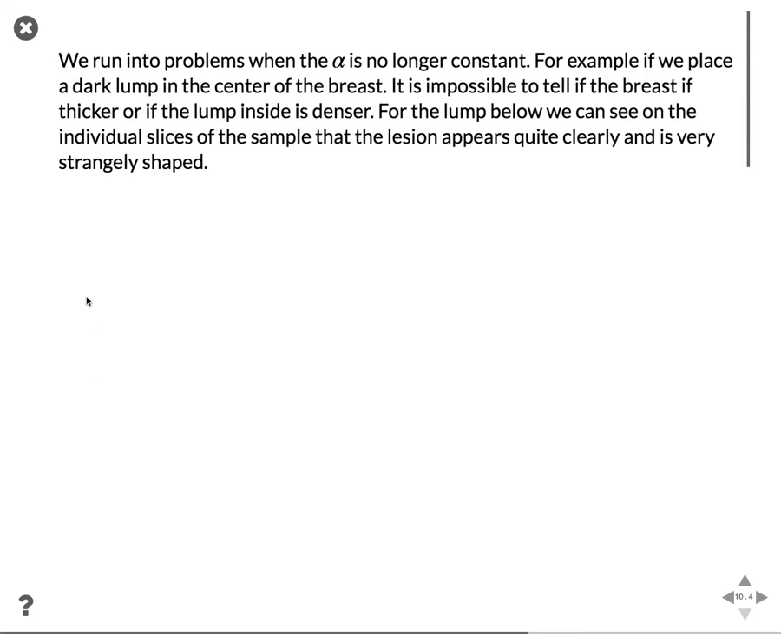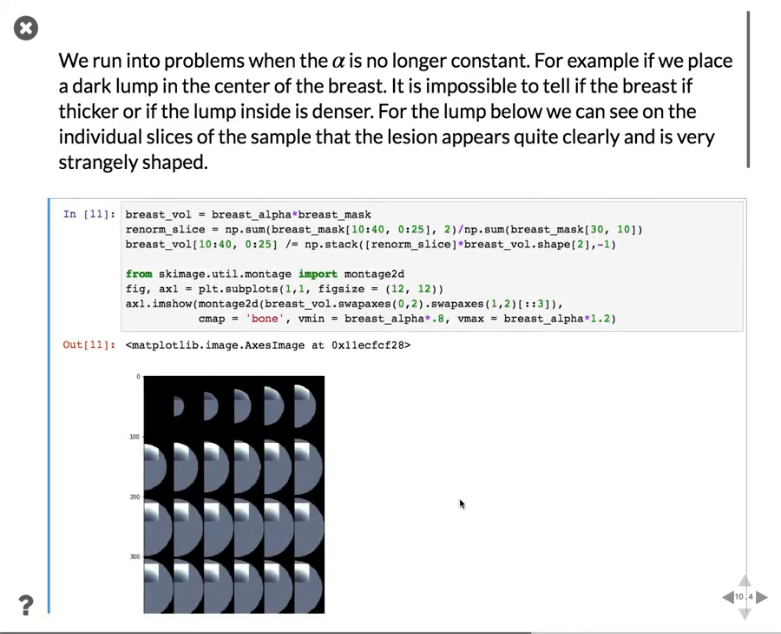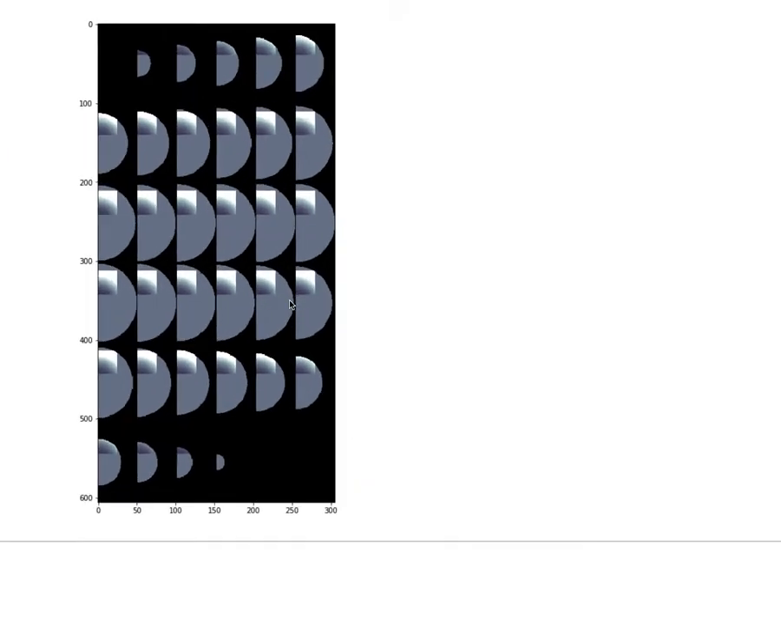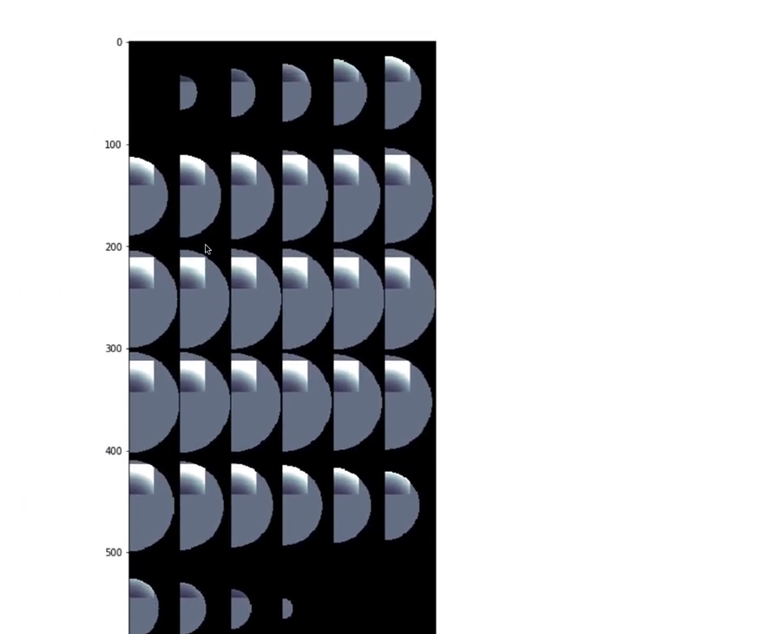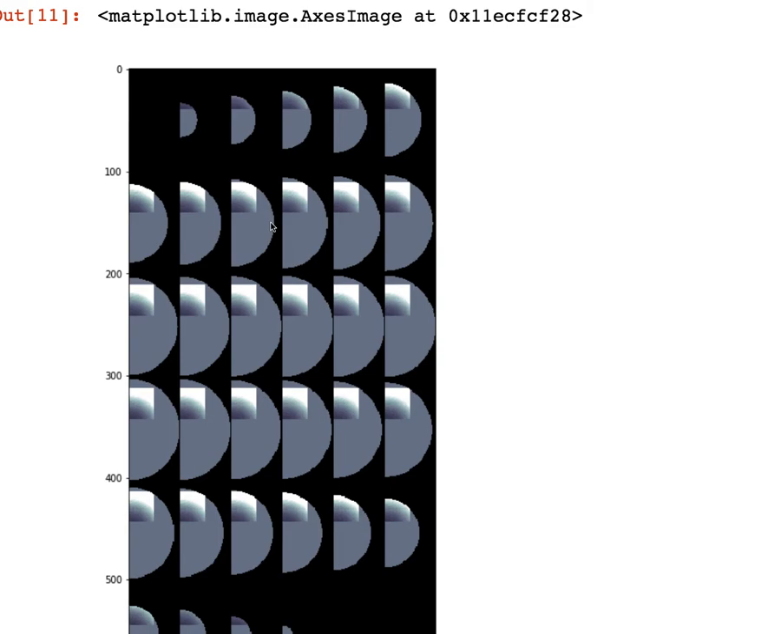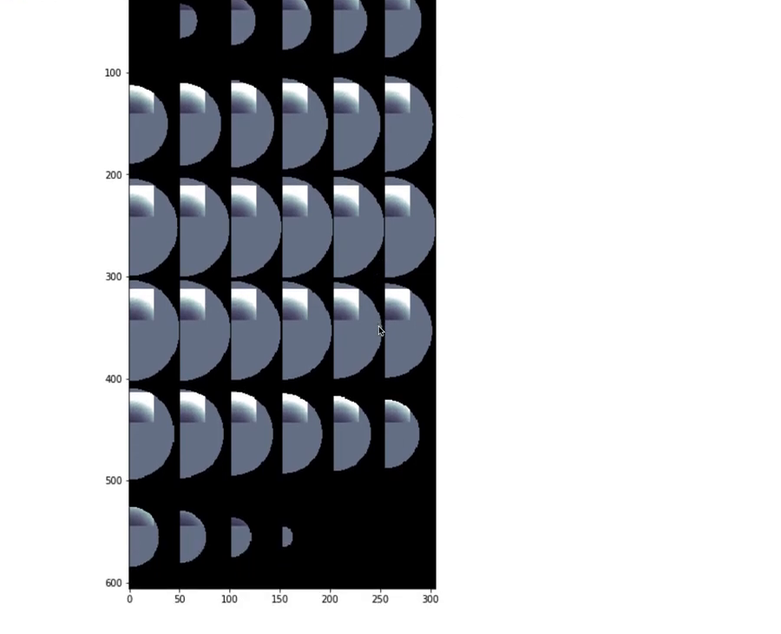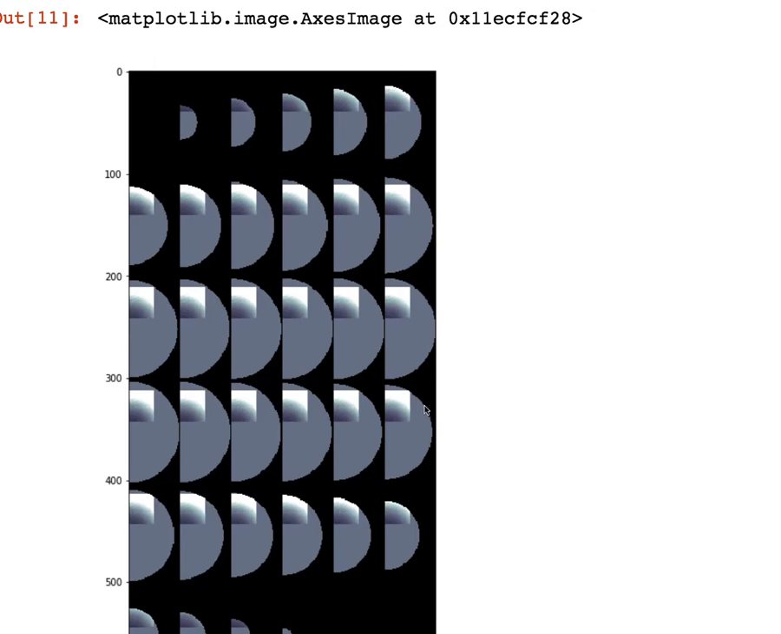So we run into problems, of course, when alpha is no longer constant. So if you have a dark lump in the center of the breast, which is, again, exactly what these physicians are looking for, and you have some unusual patterns inside of this, and so here we have a fairly contrived situation where we have a very oddly patterned lesion inside of the lump. And so if you sliced the breast apart, slice by slice, it would look something like this.